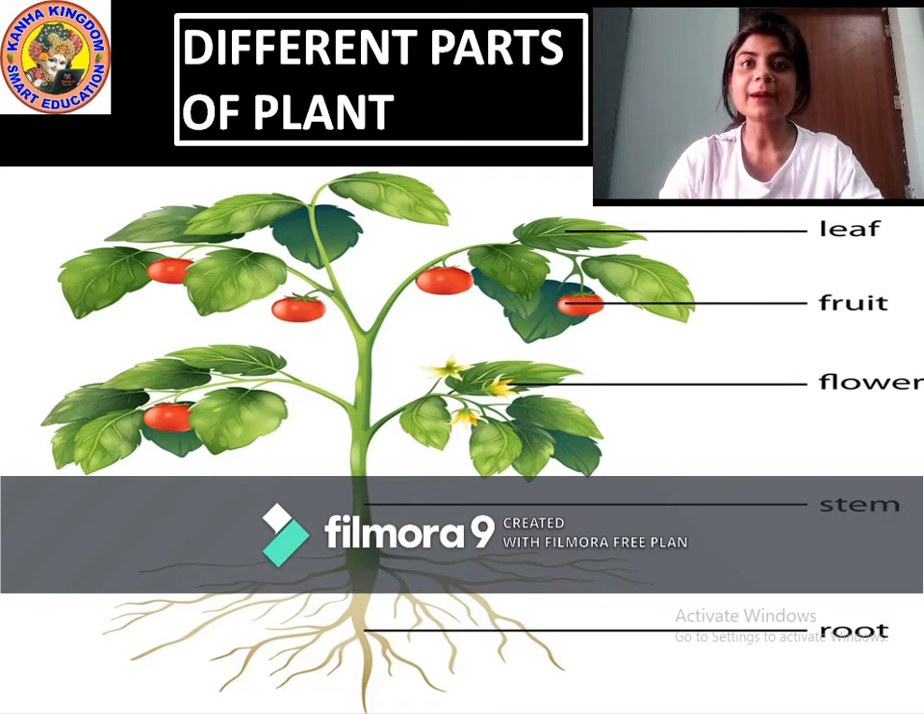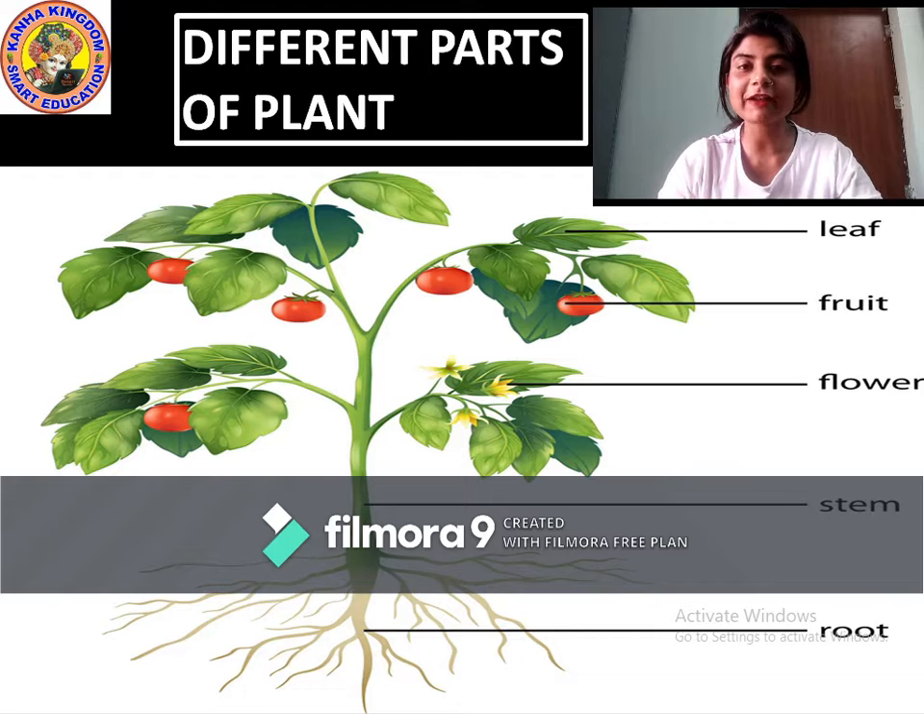Then comes flower, F-L-O-W-E-R, flower. The yellow part, the yellow flower, can you see? Those are the flowers of a plant. And then the middle one, the green one, is the stem of a plant, S-T-E-M, stem. Then the very bottom one is the root of a plant, R-O-O-T, root. Understood?